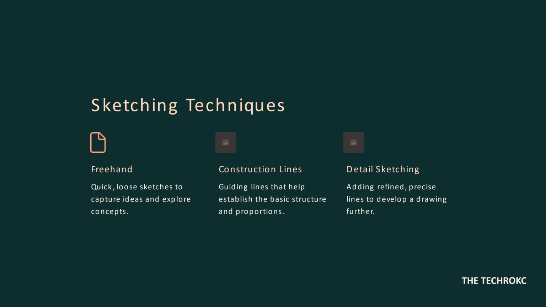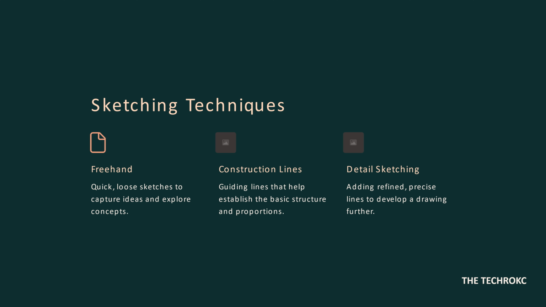Moving on, we have detailed sketching. Detailed sketches have refined and precise lines to develop the drawing further. So they possess detailed, precise lines to show the exact or scaled measurements of an object, in contrast to freehand, which is loose and might not represent the object to any scale.